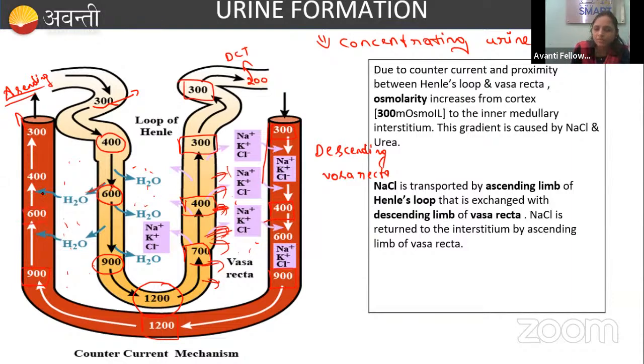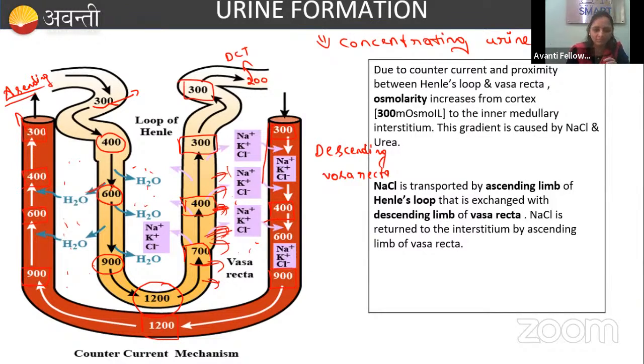Then again the water is moving to the vasa recta. Again it decreases to 400. Again to 300. So this is how the vasa recta is maintaining the osmolarity in the interstitial fluid.